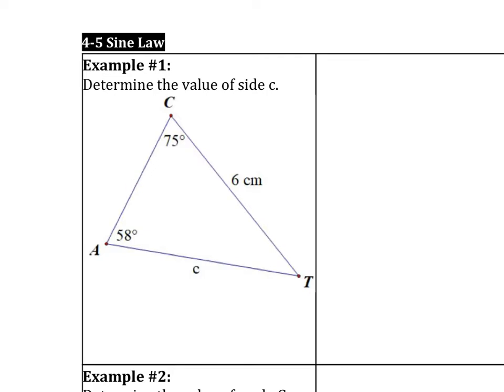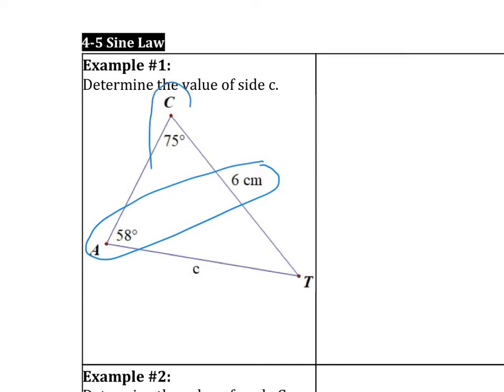Now, in order to use the sine law, the first thing you want to do is make sure you have a matching set of an angle and a side. If you do not have a matching set of an angle and a side, you would not be using the sine law. So we know angle A and we know side a, so that is a matching set. As well, you need to know one other piece of information, either a side or an angle. In this case, we know side c.